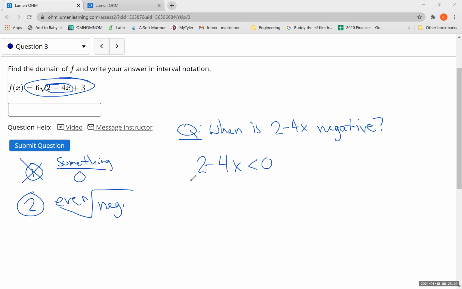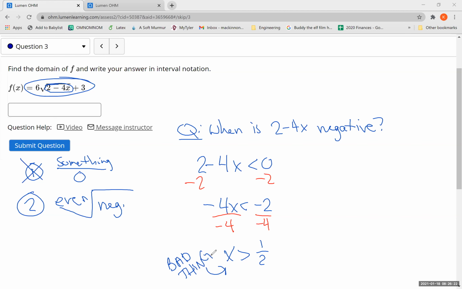There's a couple different ways you can do it. You could subtract 2 from both sides. You get -2. And then you can divide both sides by -4. And just mind that when you multiply or divide both sides of an inequality by a negative, you reverse the sign. And we say, okay, x is greater than 1/2. That's where a bad thing happens. When x is greater than 1/2, I end up with a negative under that radical with an even index. By the way, if you wanted to, you could have just moved the 4x over to the other side of the inequality, and then you're not dividing by a negative, which is pretty cool. That's totally fine. So now, everything that is bigger than 1/2, I'll do this in purple.